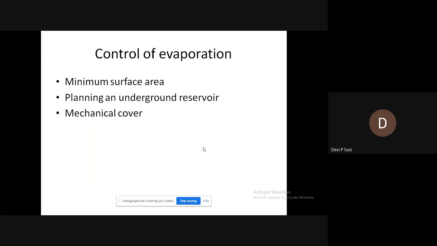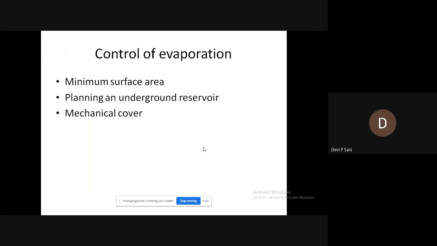For example, a site in deep gorges is always preferable compared to plain areas, because open space creates large evaporation losses. When the surface area is large, the evaporation loss will be large. So that is minimum surface area. Second one is planning an underground reservoir.